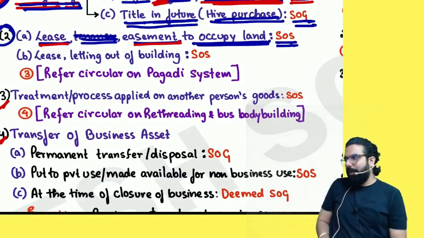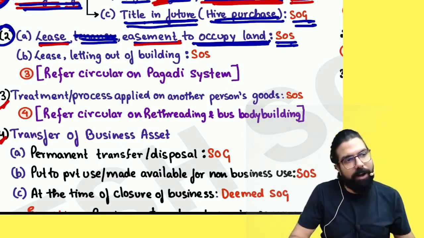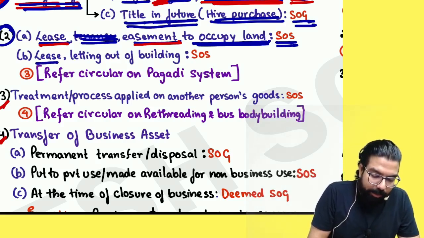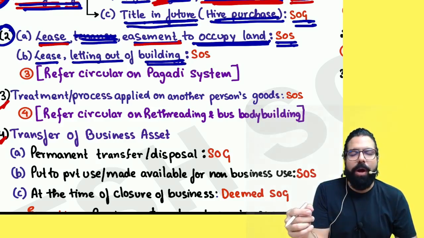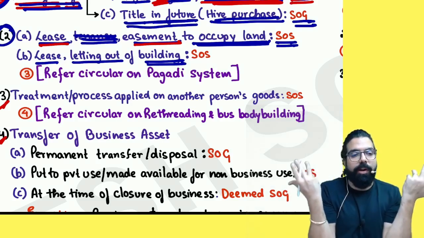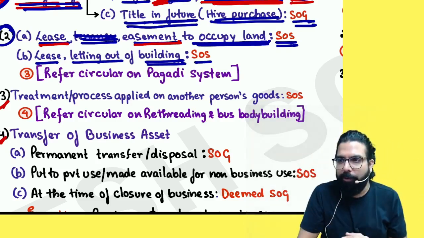Land is a service. Giving land on rent, leasing it out will always be a supply of service. Next. Lease, letting out of building. People, building is what? Goods or service? And building, if you give it on lease or you rent it out, you are giving what? Supply of service. Simple clarification has come. Can I go ahead, everyone?